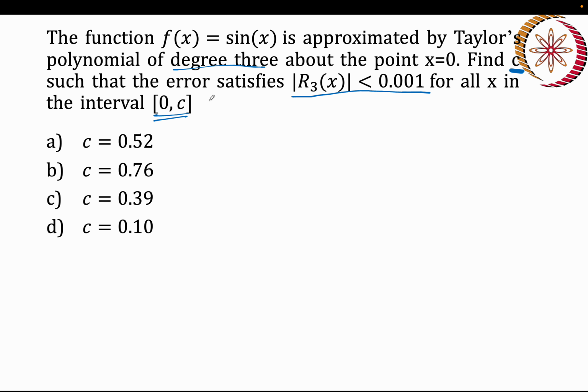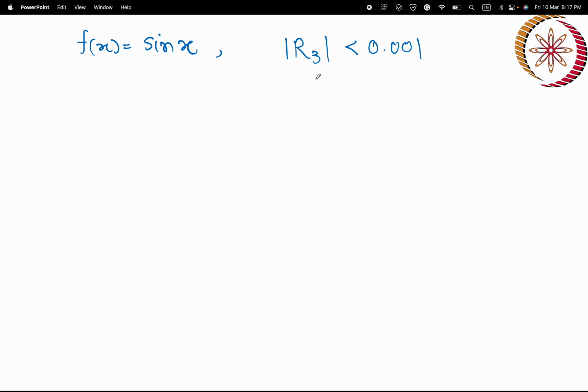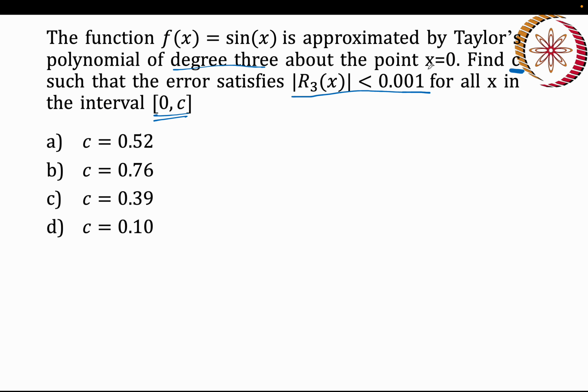Okay, so let's say this is f(x) = sin x, and if we approximate it with the third degree polynomial, what we want is that the error associated should be less than 0.001. And if we expand it, one more thing is we are expanding it about x equal to 0.